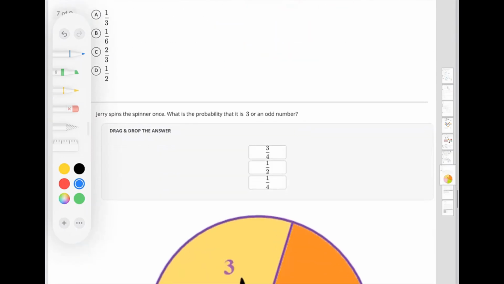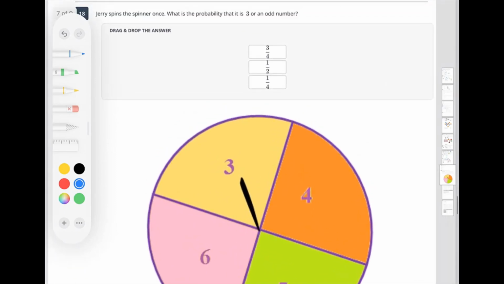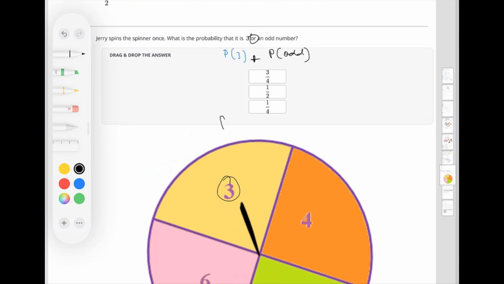Alright, take a look at the spinner here. Jerry spins the spinner once. What is the probability that it is a 3? So the probability that it's a 3, or, which means we're adding, the probability of an odd. Okay, so let's look at all the odd numbers. 3 and 5 are odd numbers. So probability of 3 plus the probability it's a 3 or a 5.